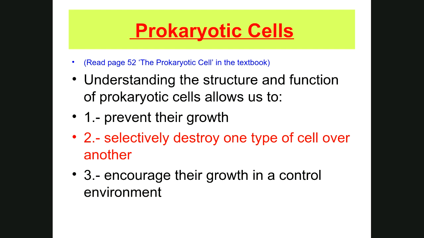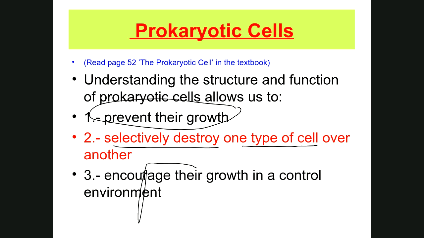Okay, all right. One of the reasons why we're going to spend so much time looking at the prokaryotic cell and contrasting prokaryotic cells to eukaryotic cells is, first of all, because it allows you to grow the bacteria, if that's what you want to do. It also allows you to prevent their growth, if that's what you want to do. It also allows you to selectively destroy one type of cell, let's say the bacteria, over another, let's say the human cell. So it allows you to create good drugs.